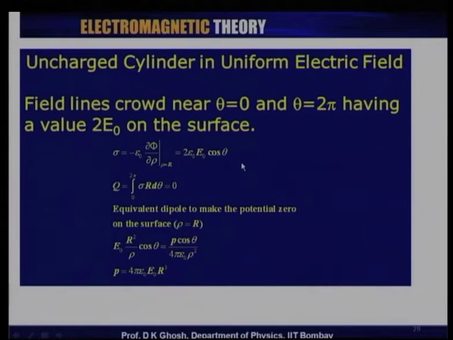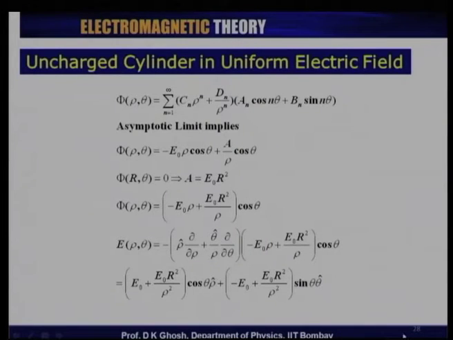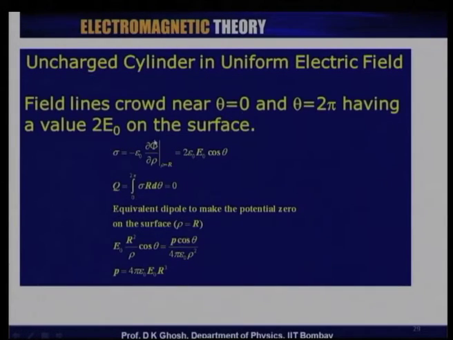Notice that the field lines crowd near theta equal to 0 and theta equal to 2 pi. If you take theta equal to 0, this term goes and you are left with cos theta equal to 1, and if you put rho equal to R, that is on the surface of the cylinder, you notice that the field strength becomes twice E0. The charge density on the surface of the cylinder is given by minus epsilon 0 times the normal component, namely d phi by d rho at rho equal to R. It gives me 2 epsilon 0 E0 cos theta.